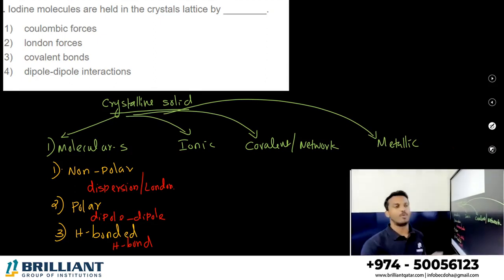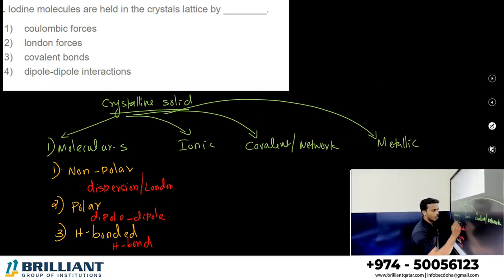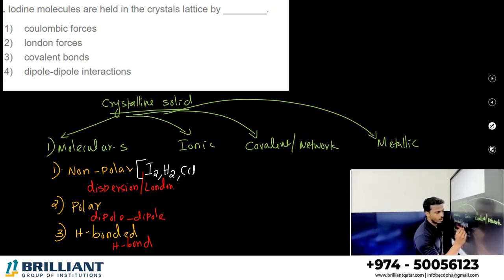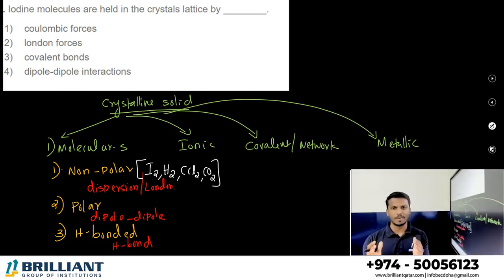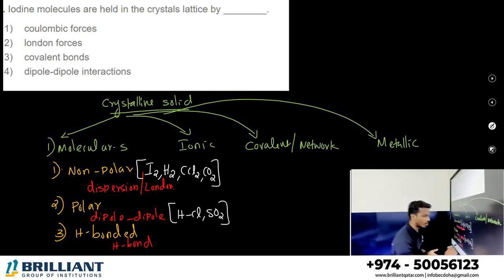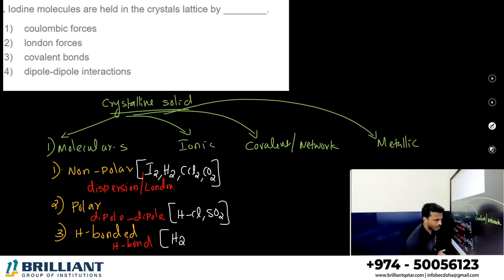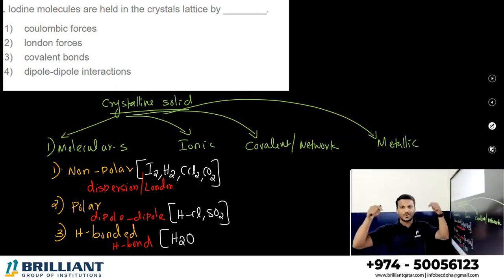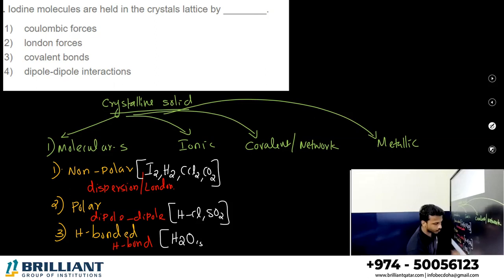Examples are the most important in this classification. What is an example of non-polar molecule? Iodine, hydrogen, CCl4, carbon dioxide, all these are non-polar species because their dipole moment is zero. All these systems belong to non-polar solids. What about polar solid? HCl, sulfur dioxide, these are polar molecules. Hydrogen bonded molecule, only one example given in textbook, that is water. Not water, we are dealing with the solid state, therefore ice.